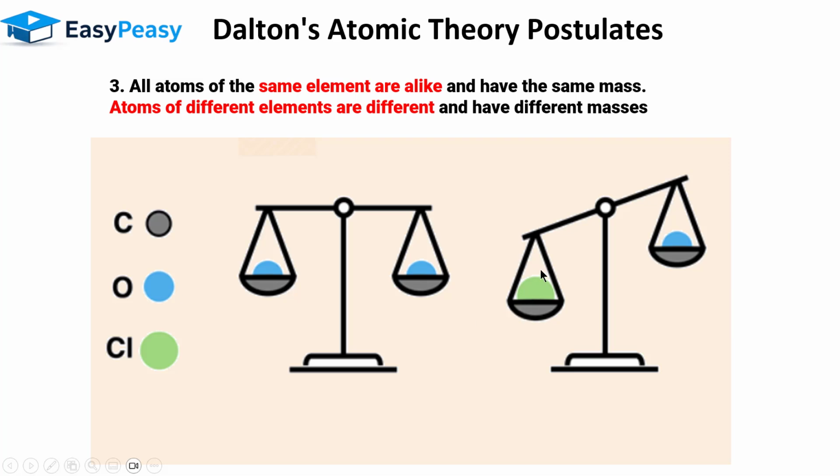But if we compare the chlorine atom with the oxygen atom, obviously the chlorine atom is bigger than oxygen and they have different properties. So different atoms for different elements.